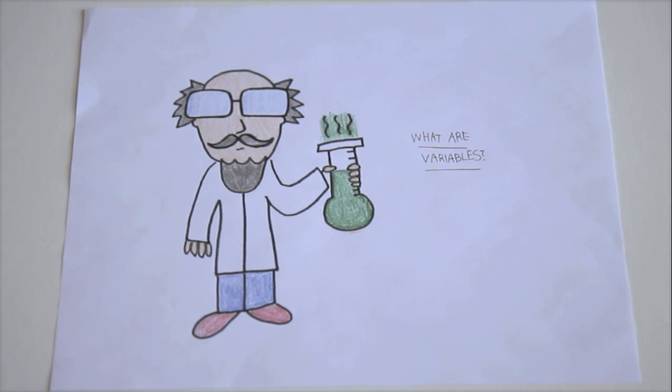When scientists perform experiments, they use variables. But what are variables? A variable is a factor that can influence the outcome of an experiment. Let's learn more about different types of variables.